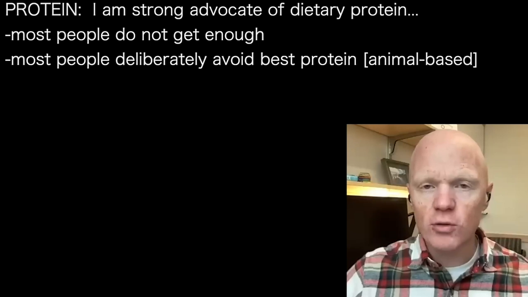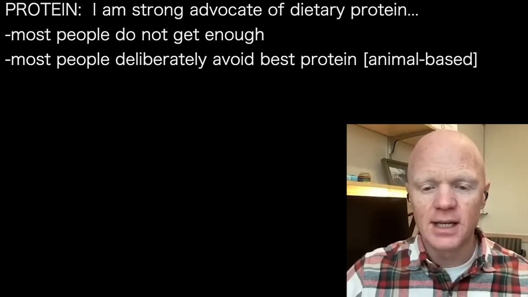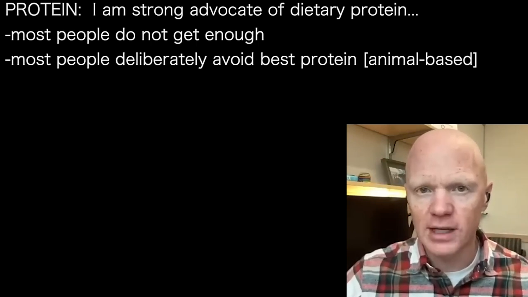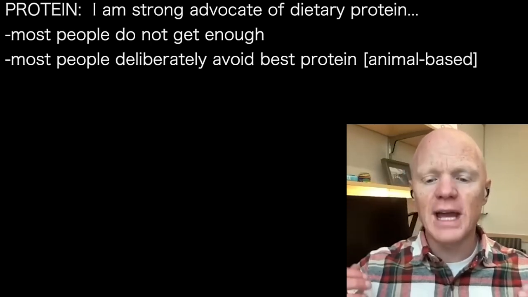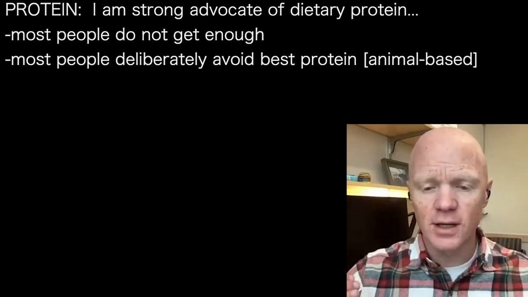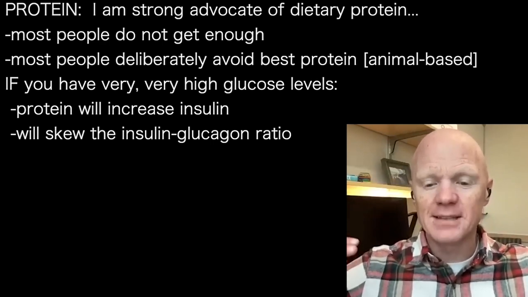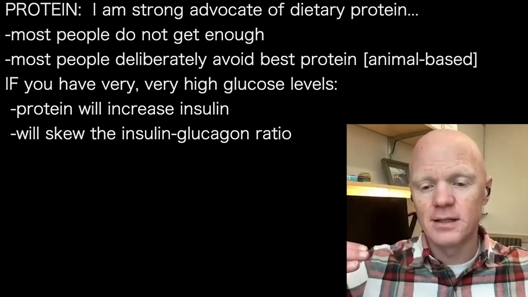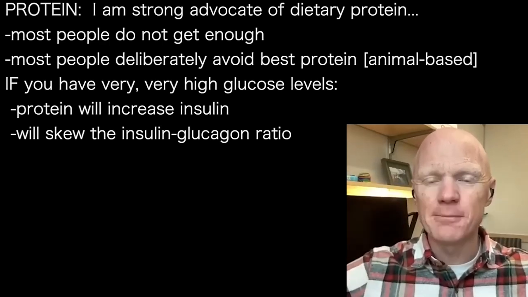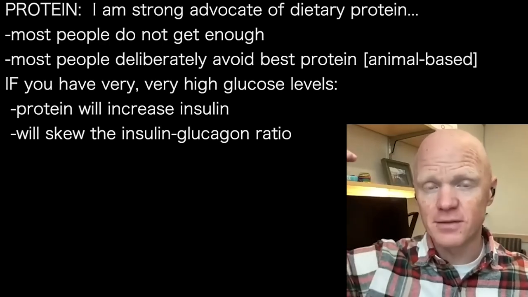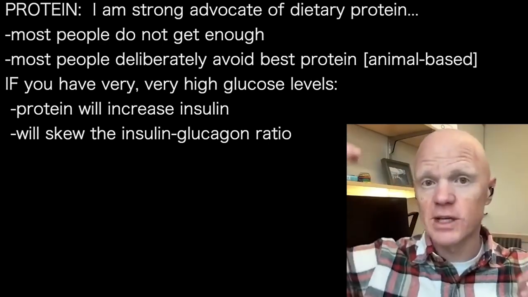And now you mentioned protein. It's interesting to note what protein does. I'm an enormous advocate of dietary protein. I think most people don't get enough of it, and they're accidentally avoiding the best sources of it, or deliberately avoiding the best sources of protein. But protein will have a variable effect on insulin and glucagon. If someone has very, very high glucose levels, then protein can have, in fact, a not inconsequential effect on increasing insulin. So if you have protein in the midst of high glucose, it can be pretty significantly insulinogenic. And then this overall ratio of insulin to glucagon gets quite skewed.